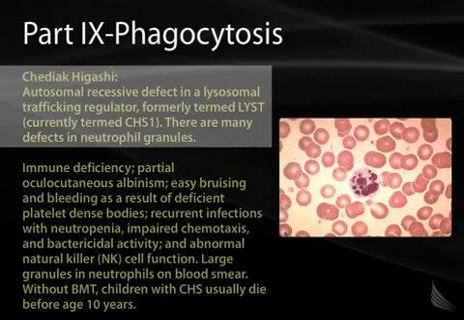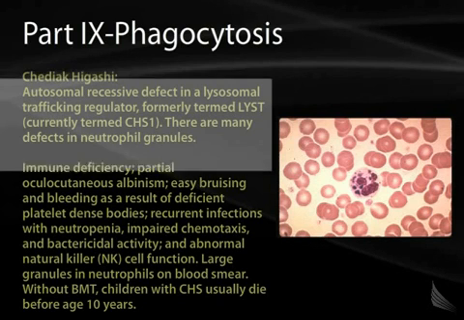Another phagocytic deficiency is Chediak-Higashi syndrome. Here we have an autosomal recessive defect in the lysosomal trafficking regulator. It was formerly termed LYST. Now it's termed CHS1, so you could see either one of those on the boards. There are many defects in neutrophil granules.